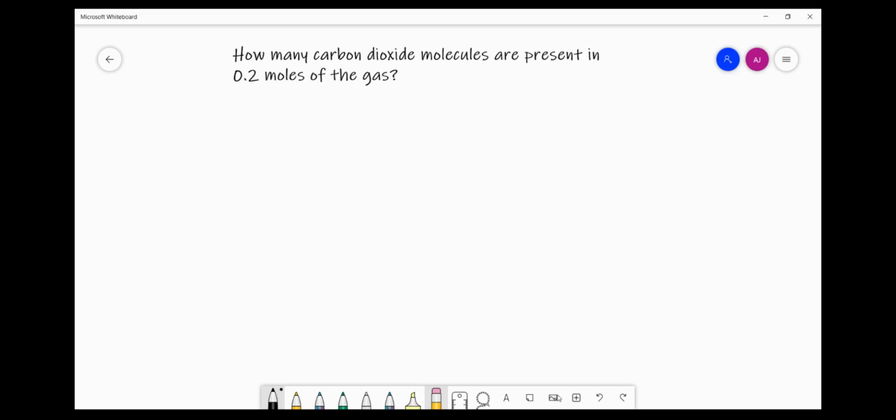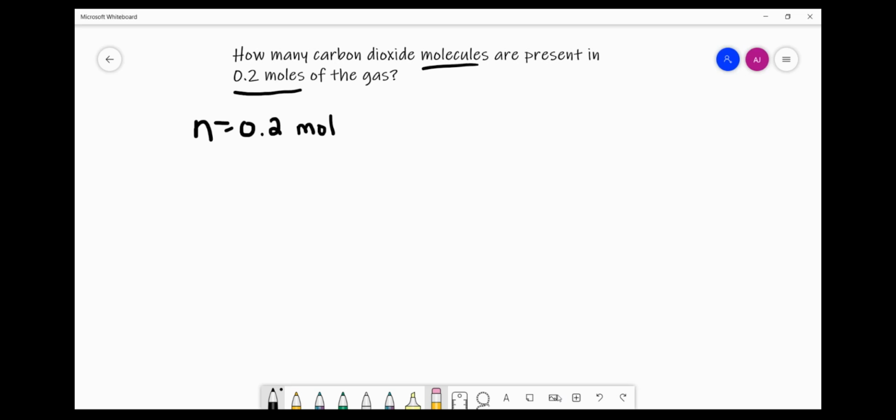Here's our first question. How many carbon dioxide molecules are present if we have 0.2 moles of the gas? If you're presented with this question, just like any word problem, let's start by writing down what we're given and what we're trying to find. So we're given that number of moles, and moles is given by the symbol n. And recall that the unit for moles is mol, M-O-L. So 0.2 moles. And then I'm trying to find the number of molecules.